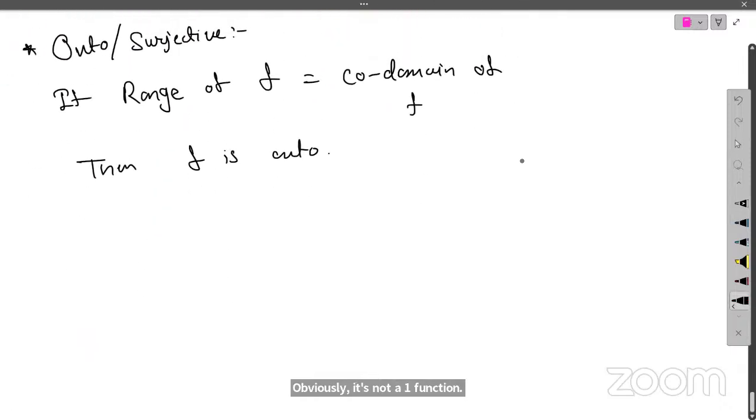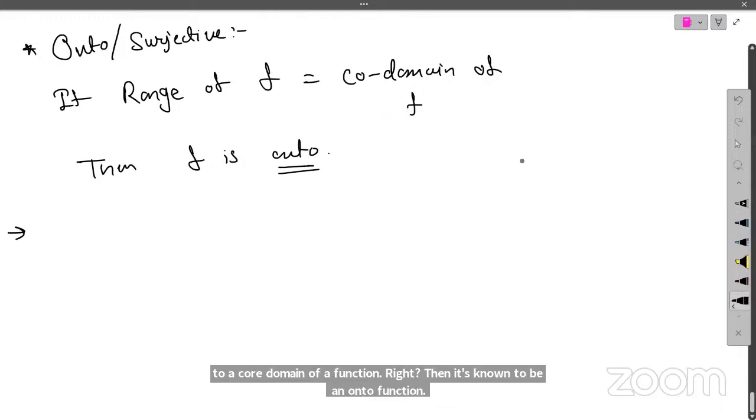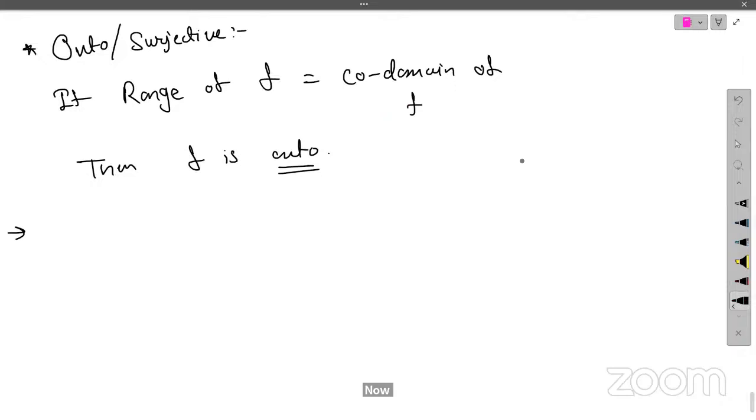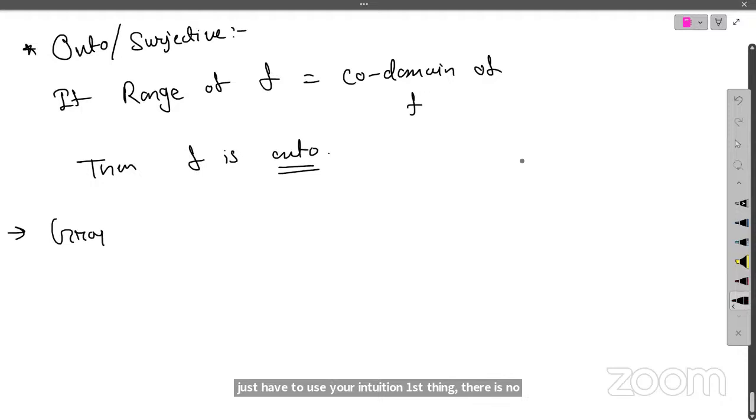So onto function means the range of f should be the same as the codomain of the function, right? Then it is known to be an onto function. Now, if you want to find out the range of a function, then it will be very tough to find the range. You just have to use your intuition first. There is no general method to find the range, but via the graph you can judge the range. So I'll just tell you how you can judge the range of a function via the graph.